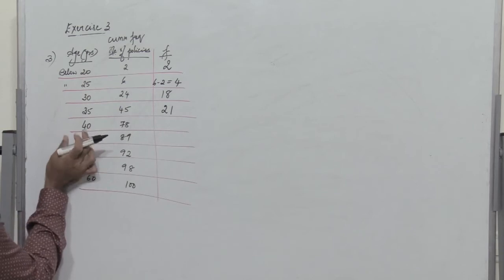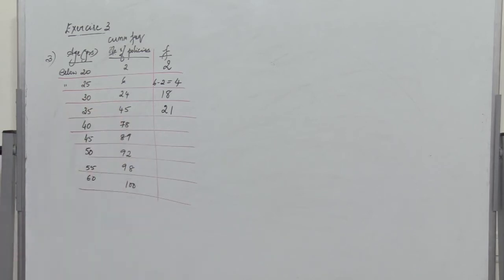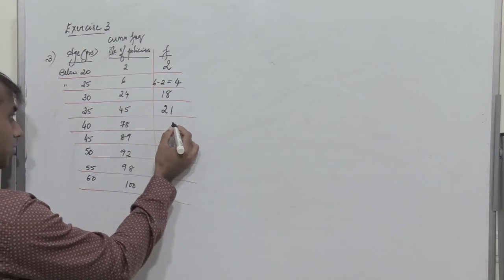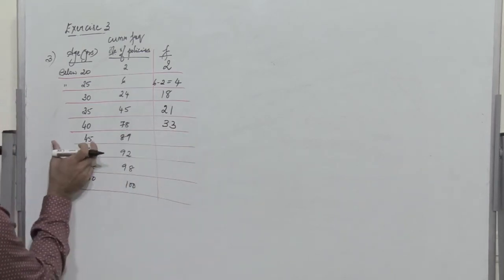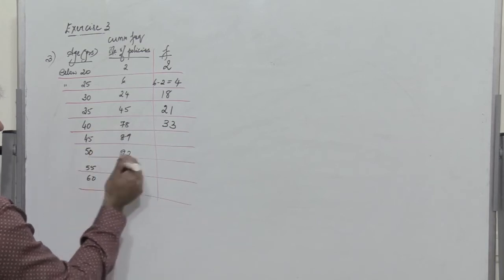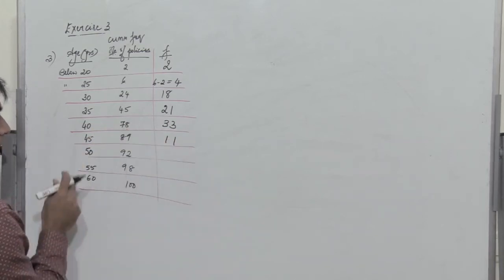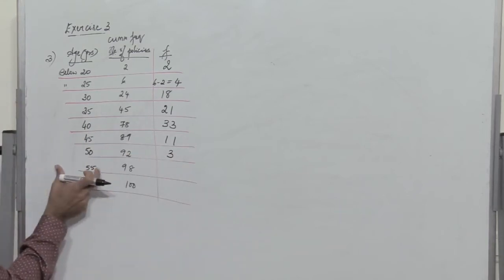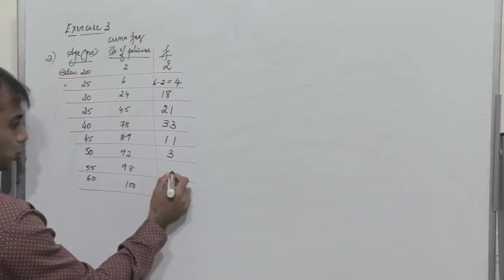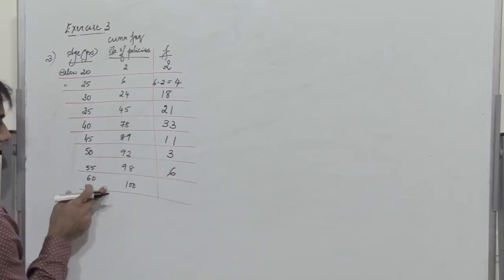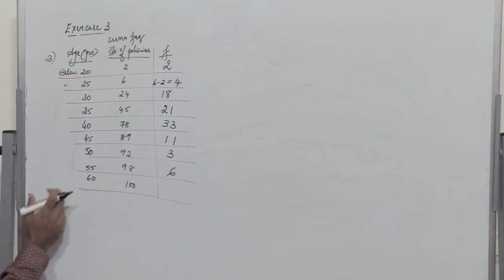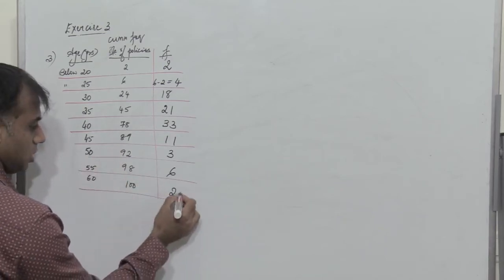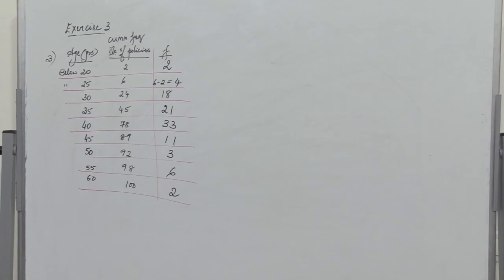Next, within the range 35 and 40, I have 78 minus 45. So this gives me a value 33. Next, between 40 and 45, 89 minus 78 gives me 11. Next, between 45 and 50, 92 minus 89 gives me 3. Next, 50 to 55, 98 minus 92 gives me a value of 6. And then, within the age 55 and 60, it's 100 minus 98 gives me a value 2. So this is the frequency distribution. So once you have the frequency distribution, you also have the cumulative frequency.